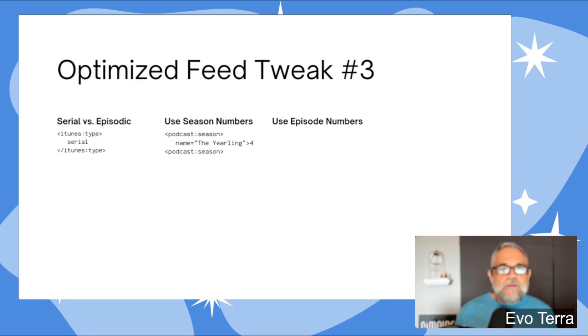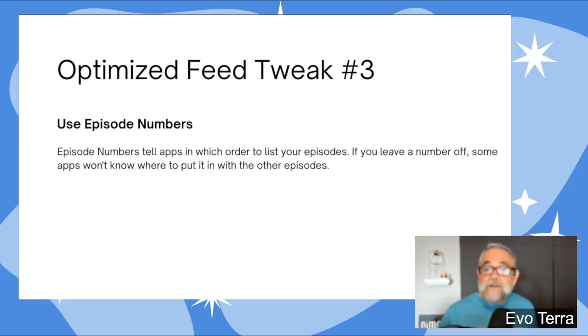Use episode numbers. First it was season numbers, now we're episode numbers. Why should you do that? Well, here. The episode number, not your pub date, not the episode title, is what modern listening apps for serialized fiction podcasts use to sort the order in which to list the episodes. Group was season. Sort is this one, right?